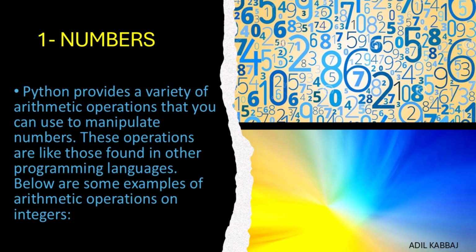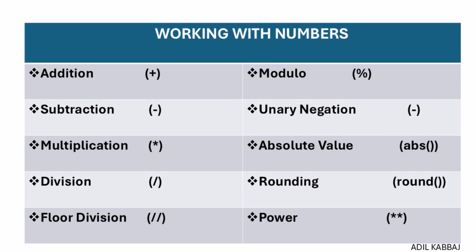Python supports standard arithmetic operations for numerical manipulation, similar to other programming languages. These operations include addition, subtraction, multiplication, division, exponentiation, modulo remainder, and floor division. They follow standard mathematical precedence rules and can be used with integers, floating point numbers, and more complex numeric types.